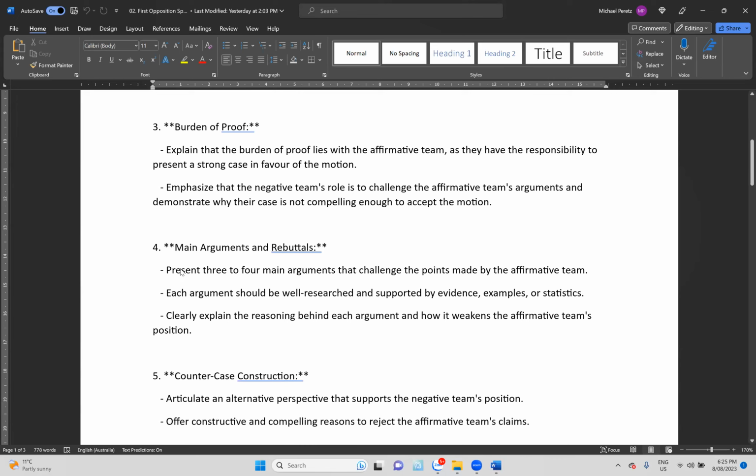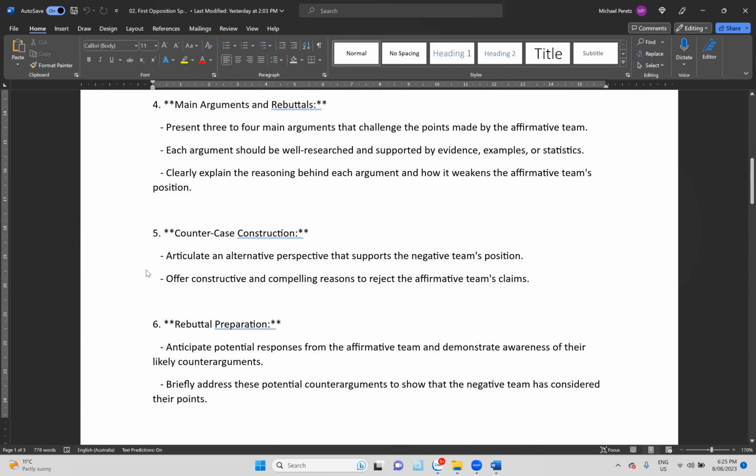So we move into main arguments and rebuttals next. The opposition team will present their 3 to 4 main arguments that challenge the points made by the affirmative team. Each argument, again, is well-researched and supported by evidence. And we should clearly explain the reasoning behind each argument and how it makes the affirmative team's case weaker.